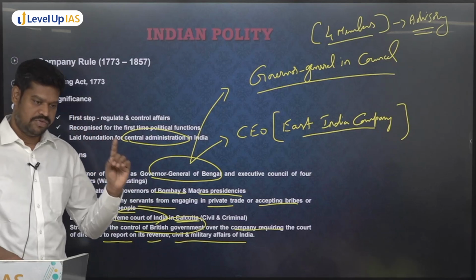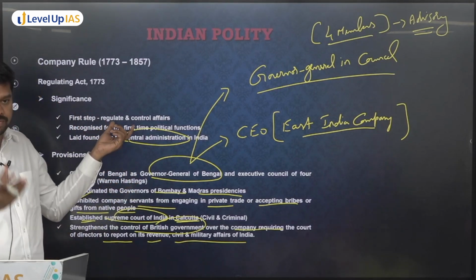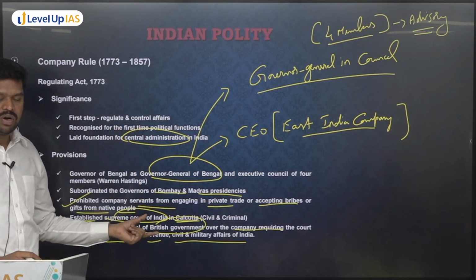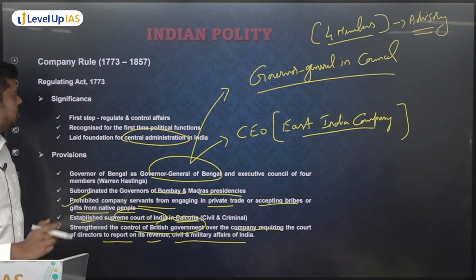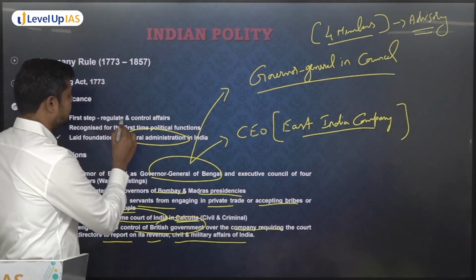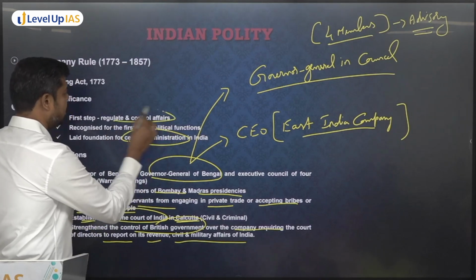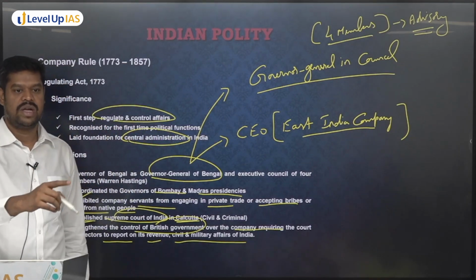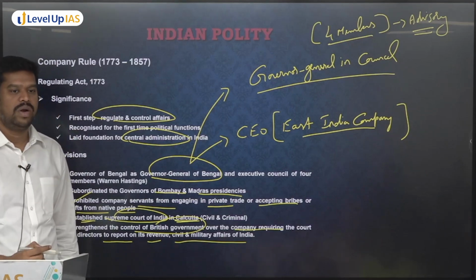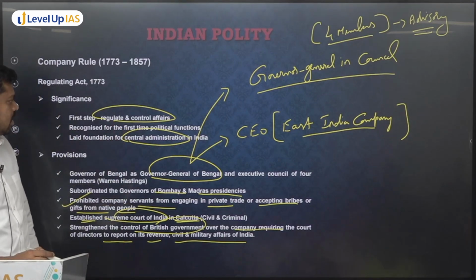First and foremost significance, because sometimes they can ask questions from the inference, from the significance also, not directly from the provisions. The first point is that this was the first step taken by the British Crown to regulate the affairs of the East India Company. Is that the first step? Yes. They enacted a law, so they regulated the affairs of the East India Company.